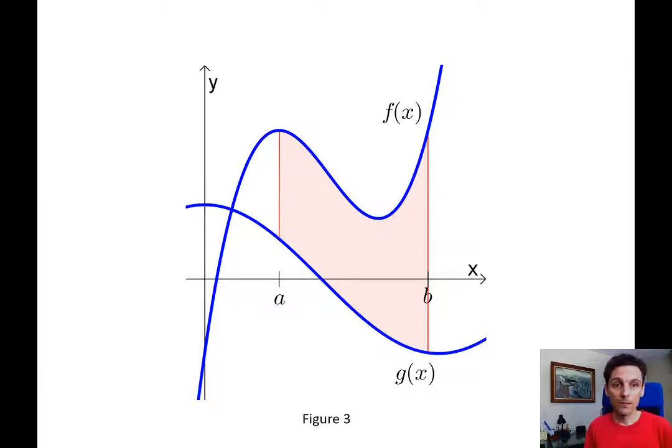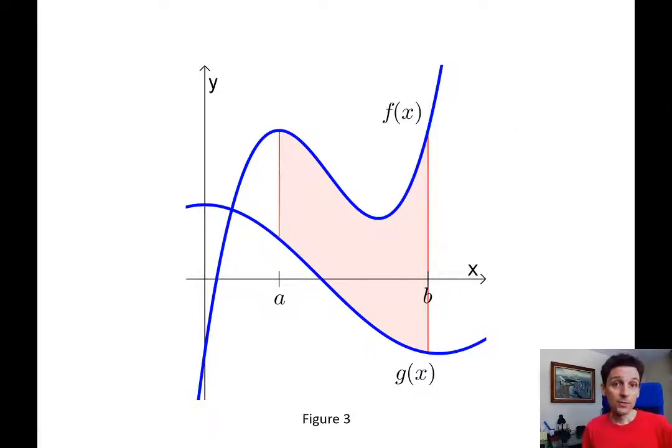So here in figure 3, figure 3 in the printed notes at least, we've got two functions, f of x and g of x, and our goal will be to find the area between these two functions from x equals a to x equals b.